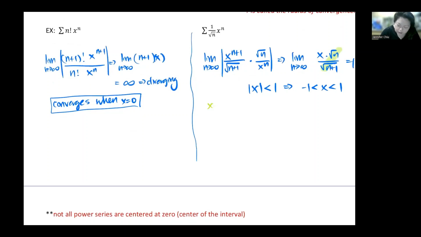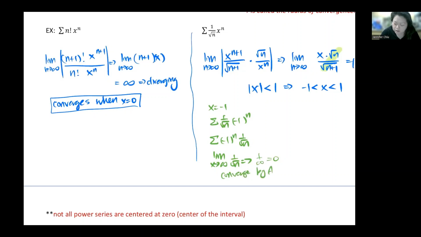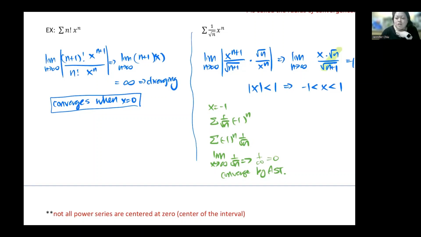Oops, sorry, this is way too bright. Okay, so when x is negative 1, what's going to happen? We have the sum of 1 over root n times negative 1 to the n power, making this an alternating series, right? So we just need to check the limit as n approaches infinity of 1 over root n. That's 1 over infinity. That's 0. So this converges by the alternating series test. So for these, you don't need to check if it's conditionally convergent. If it converges, that's the condition we need. So we don't need to check for conditional versus absolute.